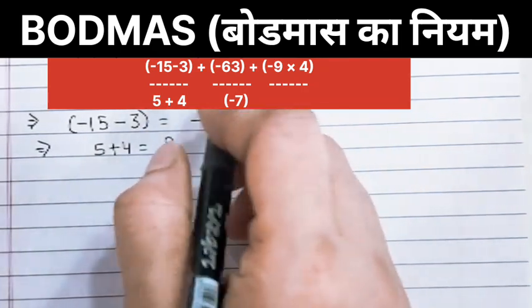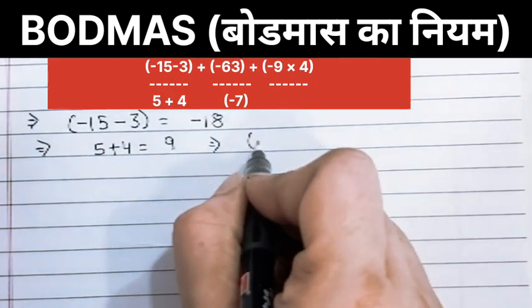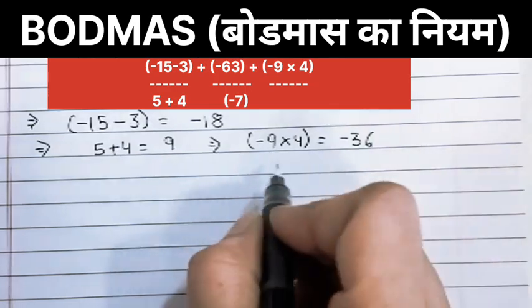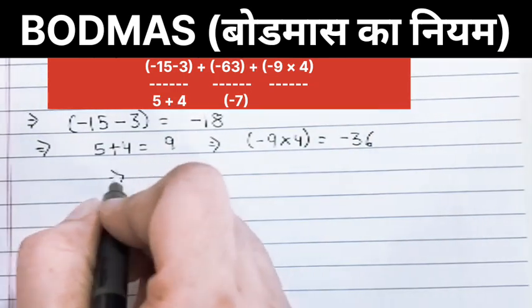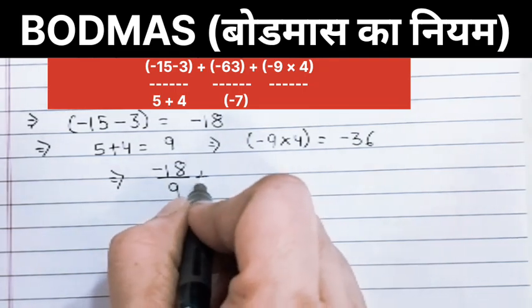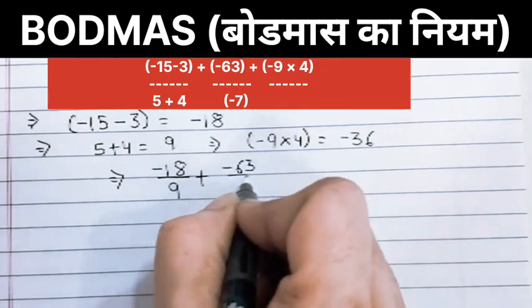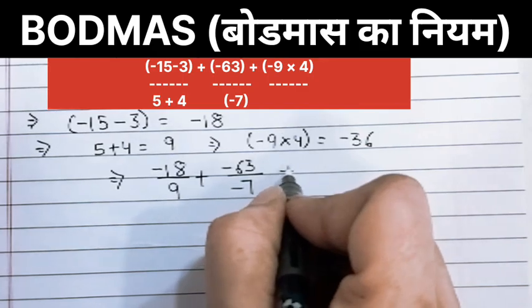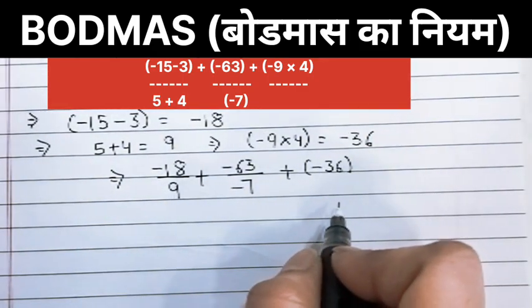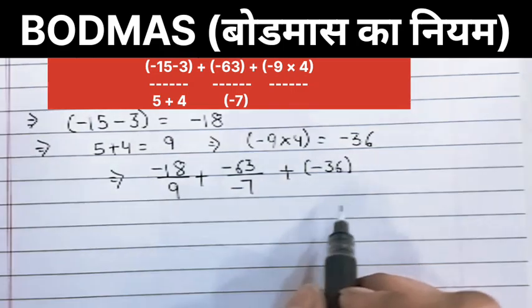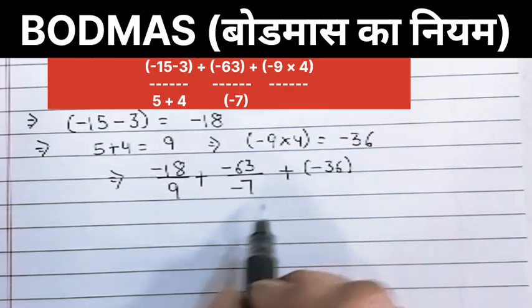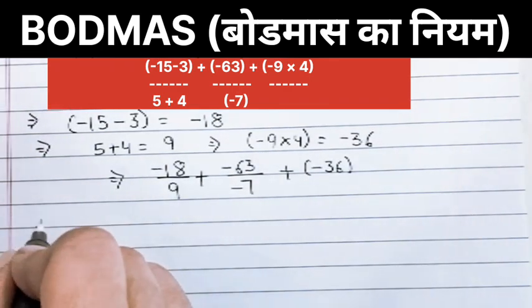Now the third term, minus 9 into 4. Minus 9 into 4, the next parenthesis, and multiplied by minus 36. Now the expression becomes minus 18 upon 9 plus minus 63 upon minus 7 plus minus 36. Now, according to step 1, we use the BODMAS rule. We must resolve the operations inside brackets or grouped structures like fractions before moving to the external operations.